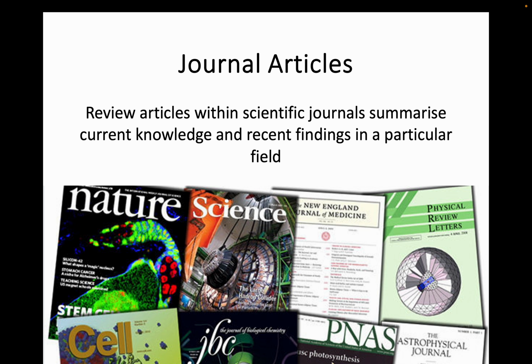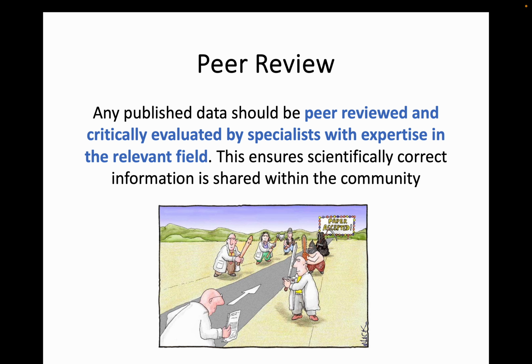Now, the last part here, and again, this is a really common question, is looking at how that information is all checked. In the last key area we talked about how information has to be checked independently. You can't just publish and then say, yes, this is true. People need to look at this. And this is a process called peer review. Peer review is when any information, any investigation or experiment is critically evaluated by specialists with expertise in the relevant field.